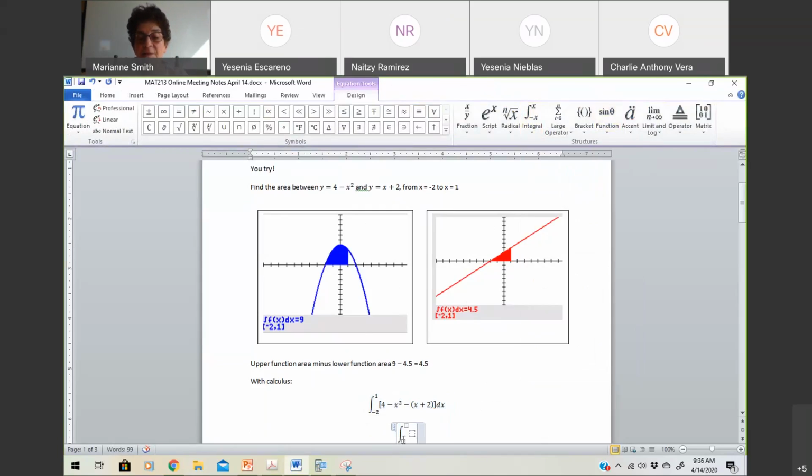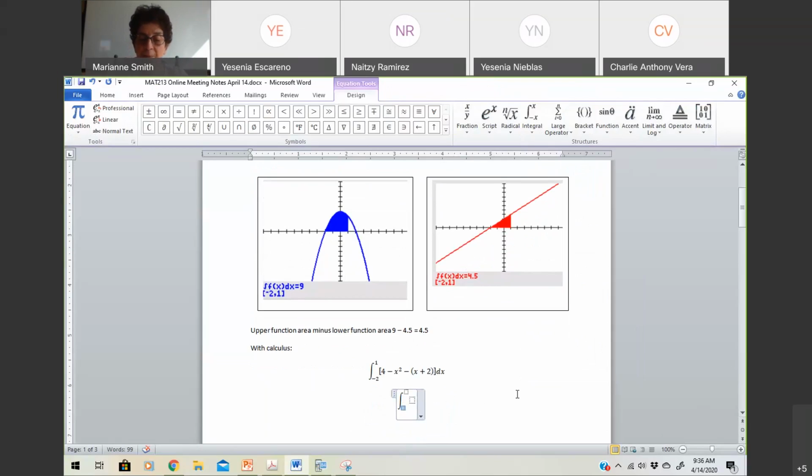Okay, and again, that's from -2 to 1. And then doing the algebra on it, you can see that I'm going to have 4 minus x squared minus x minus 2. So that's going to be -x squared. And again, I'm just combining like terms here. I'm not doing anything fancy.